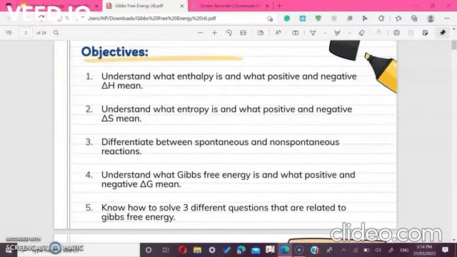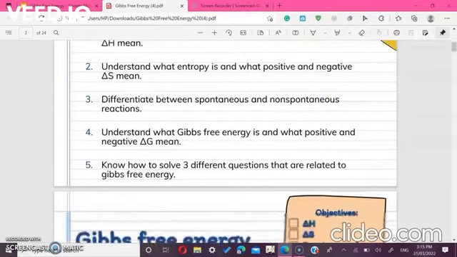Before the end of this class, you will understand what enthalpy is and what positive and negative enthalpy mean. You will also understand what entropy is and what positive and negative delta S mean. You will be able to differentiate between spontaneous and non-spontaneous reactions. You will also understand what Gibbs free energy is and what positive and negative delta G mean. Finally, you will be able to solve 3 different questions that are all about Gibbs free energy.